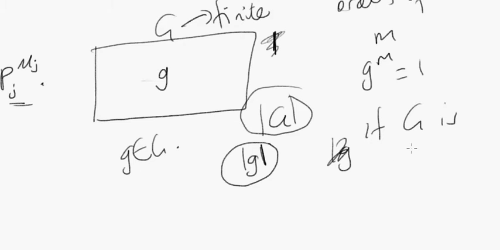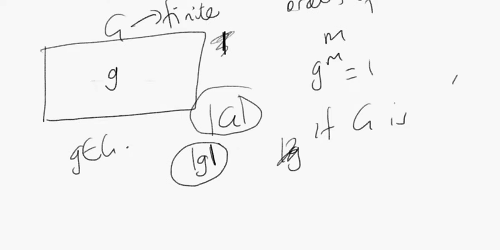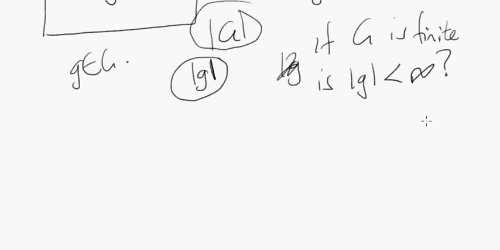if G is finite, is the order of little g finite as well? Right, this is kind of the symbolism for finite. Okay, is that true? Well, let's think about this idea. Suppose that the order of g was actually infinite, right?